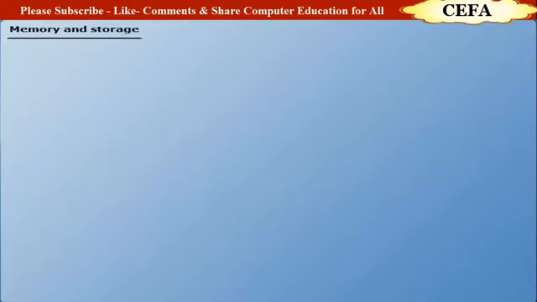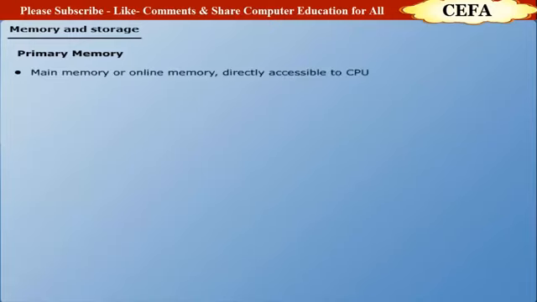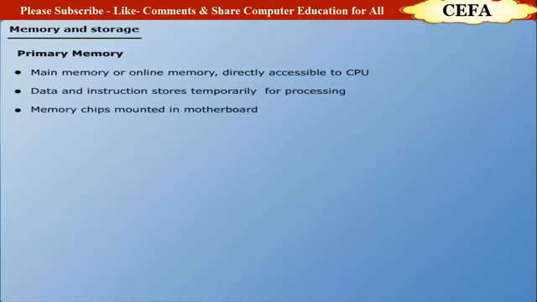Memory and storage. Primary memory. Primary memory is also called main memory of the computer. Primary memory is online memory which is directly accessible to CPU. Data and instructions are stored temporarily in memory to be executed. These are memory chips mounted in the motherboard.